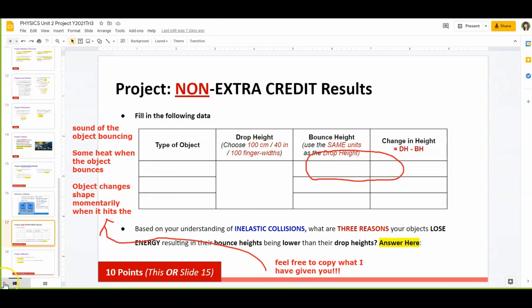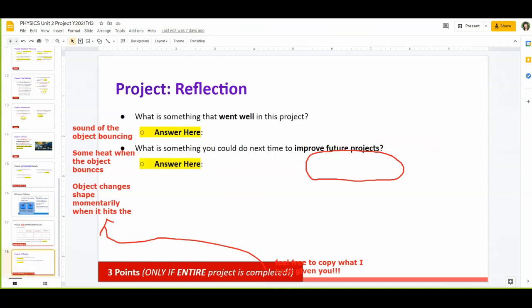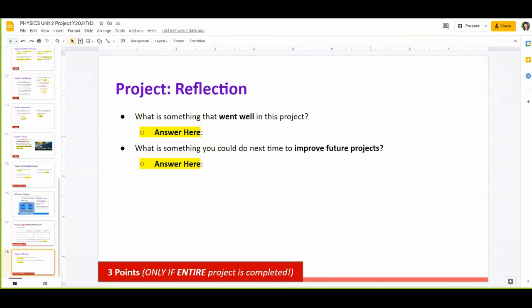All right, so let's go ahead and talk about slide number 18. Slide number 18 is just a reflection. You need to talk about something that went well and something you can do to improve on future projects. As always, I don't know, I don't care, or nothing are not appropriate answers. And you only get credit if you actually finish the project. You can't just skip things in the project and then do the reflection and expect to get points for the reflection. You do actually have to do the entire project. So there's a reminder right here for you.